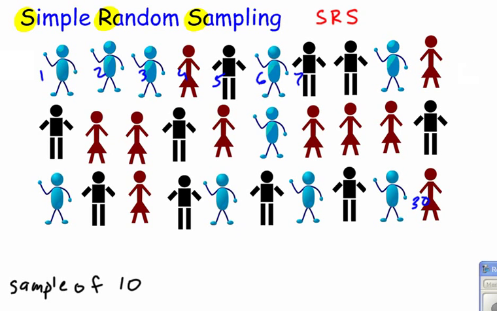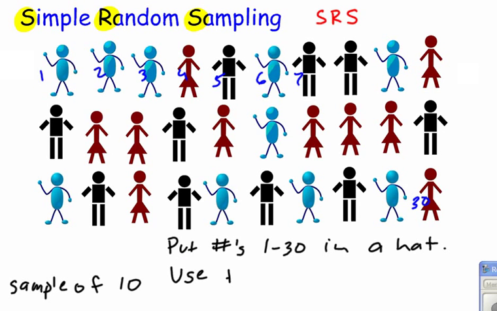There are some different ways that you could do that. Very basically, you could just put the numbers 1 through 30 in a hat and then draw numbers out of the hat. And the first 10 numbers that you draw would be the 10 people that you are going to survey. Or you could use technology.